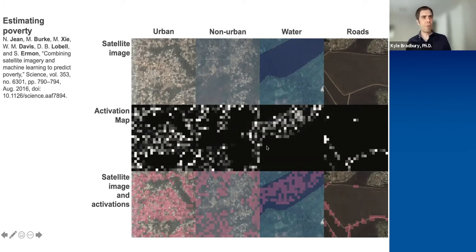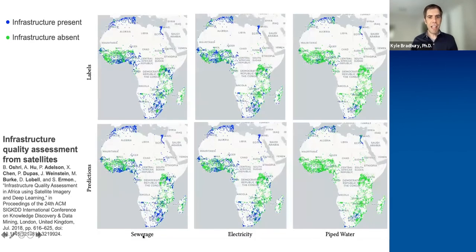So what they found was that by training on these nighttime light bits of information, they were actually able to learn about other types of infrastructure and then use this information to predict things like the presence of sewage, electricity, and piped water in different parts of Africa. So very cool, highly extensible technique that can be used in this space.